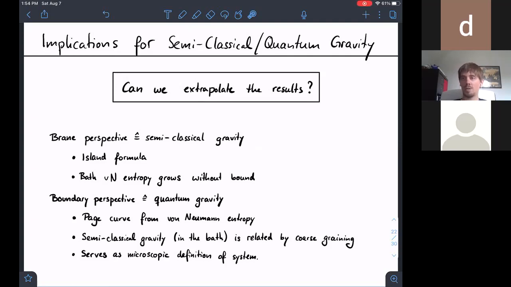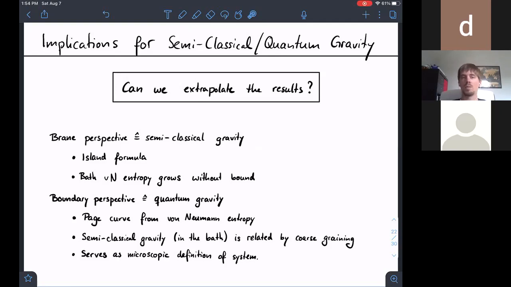Something which I pointed out, but maybe didn't really emphasize a lot, was that if we do the semi-classical computation of the entropy of Hawking radiation, say, or radiation which is in the bath in our case, it grows without bound. And the same we've seen from the brane perspective. There, the entropy also grew without bound. So qualitatively, those two pictures behave very similarly. So let's say, everything that's true for the brane perspective should roughly also be true for semi-classical gravity.